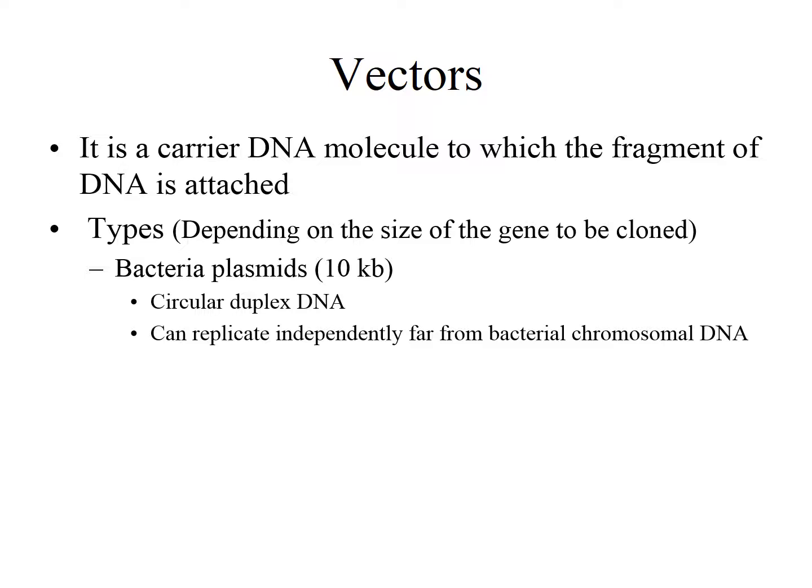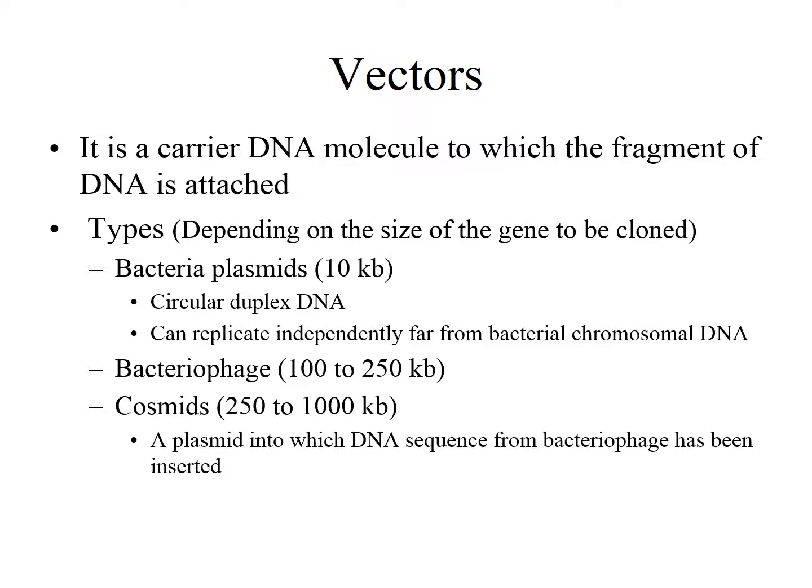for a small size of 10 kilobases, you use bacterial plasmids. We know that bacterial plasmids are small circular duplex DNA, which can replicate independently within the bacteria. Now, this is one kind of bacterial vector. Another one is called bacteriophage, which can accommodate up to 100 to 250 kilobases. And the third one is called cosmids. This can accommodate between 250 to 1000 kilobases. A large fragment of human DNA, for example, can be incorporated into this particular cosmid.